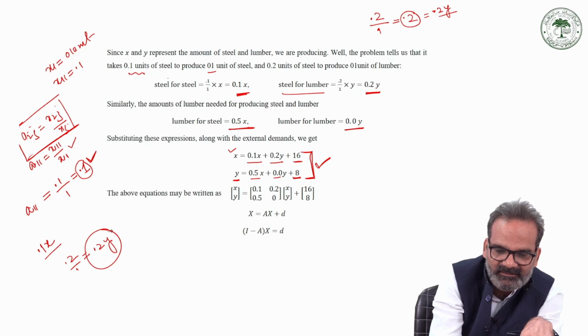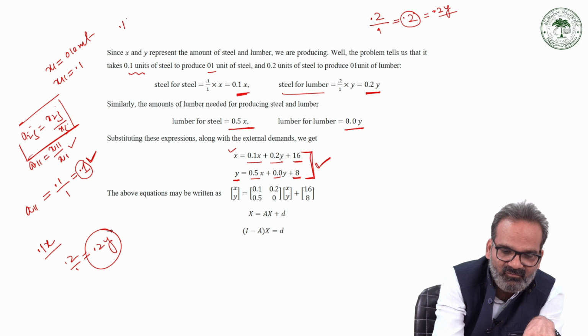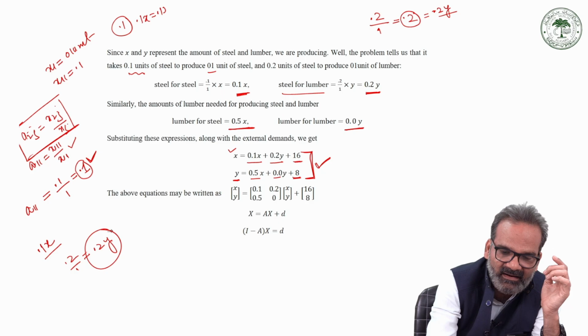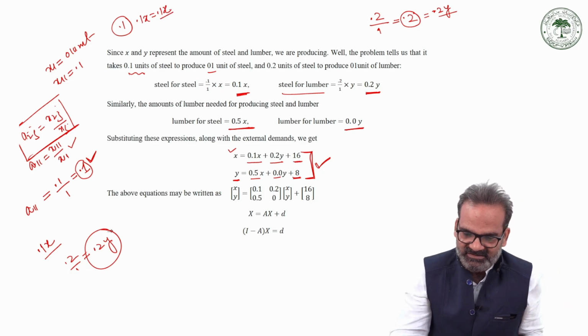So we will divide 0.1 by 1. We will get here 0.1. And what we are doing? We are producing x units. So 0.1 should be multiplied with x to get 0.1x, right? So these are the two equations.